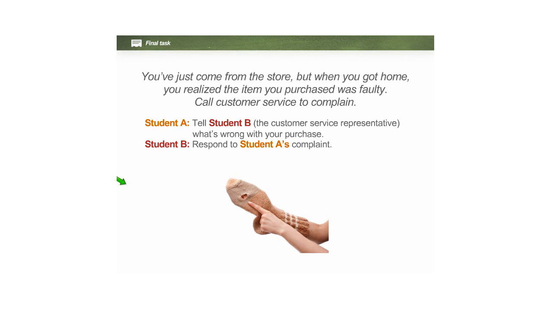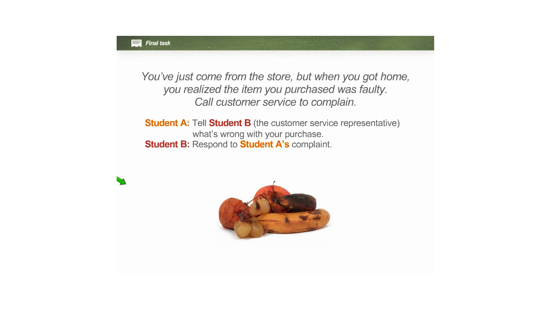Okay, well done. Now let's make Sahar student A. So here's what you have to complain about, Sahar. Are you ready? Oh my goodness, you bought this fresh fruit online, but when it got to your house, look at this. You have to complain to your customer service representative, who's going to be Takako, student B. So ready, Sahar? Please contact Takako and tell her what's wrong with your purchase.